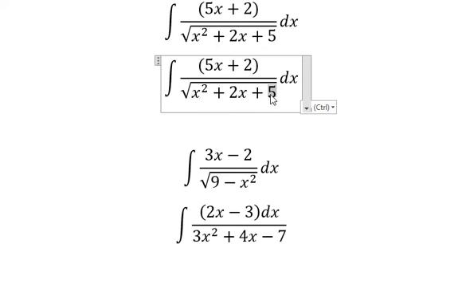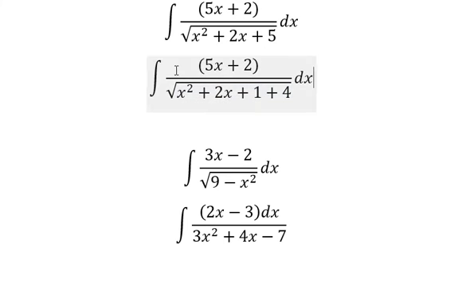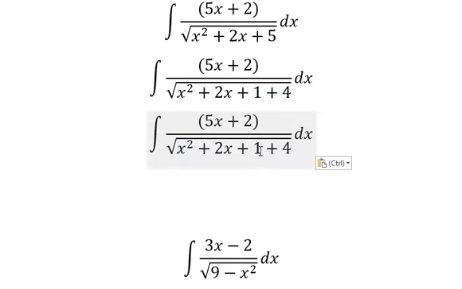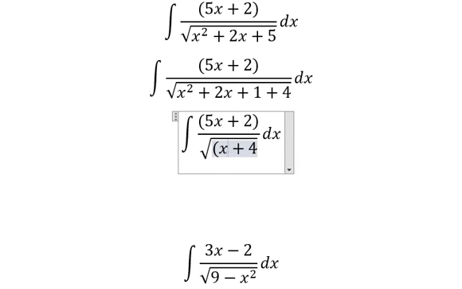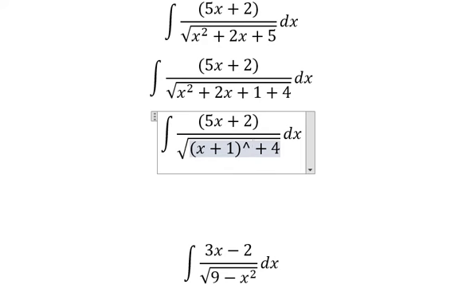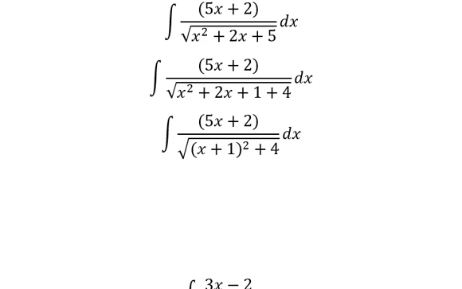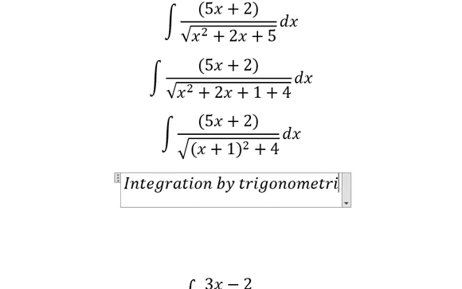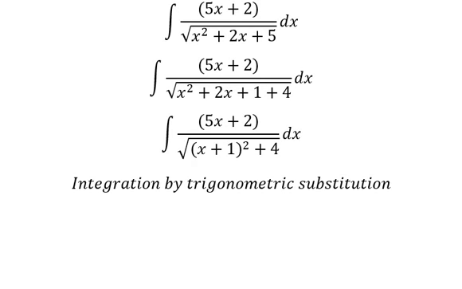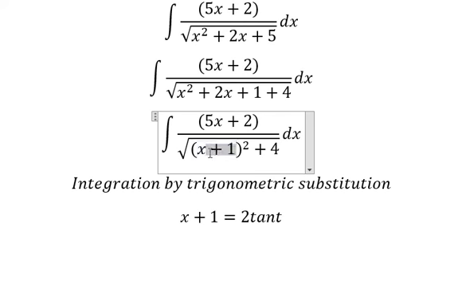About number 5, we can put about 1 plus 4. Because I want to create about identity in here, you will get s plus 1 everything to the power of 2. So we need to use integration by trigonometric substitution. So I will put s plus 1 equal to 2 tan t, because if we put this one in here, you will get about 4 tan t square.